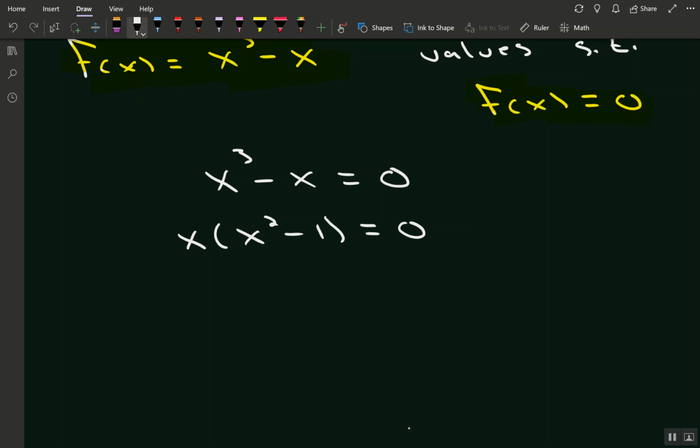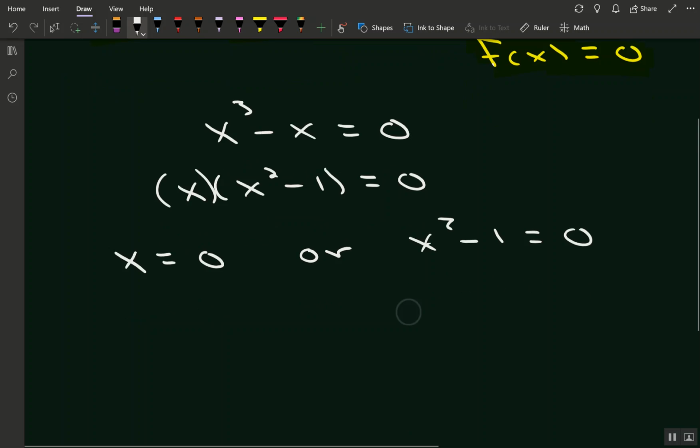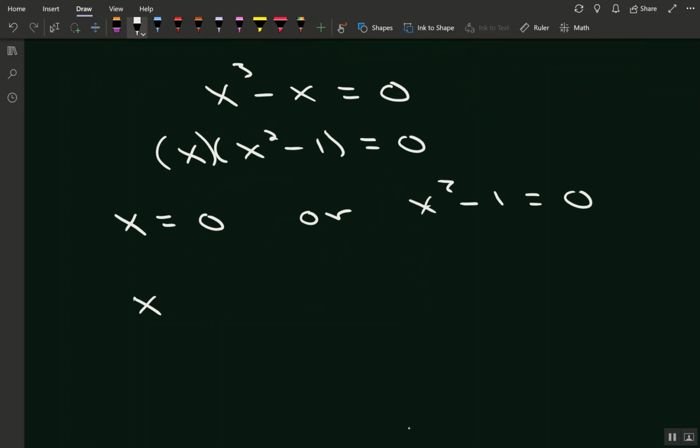Now, if you notice, we now have a product. So we have something times something. In this case, we can set both of these equal to 0. x is equal to 0, or x squared minus 1 is equal to 0. This one's already solved, so that's good. We'll just write them again down here. Or we can just solve this.